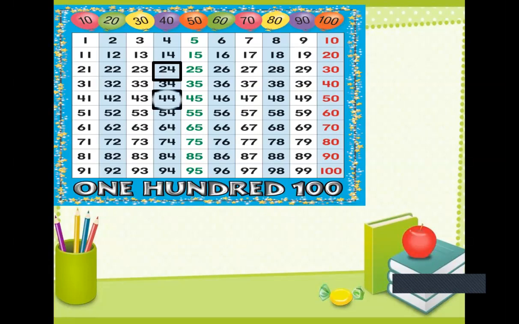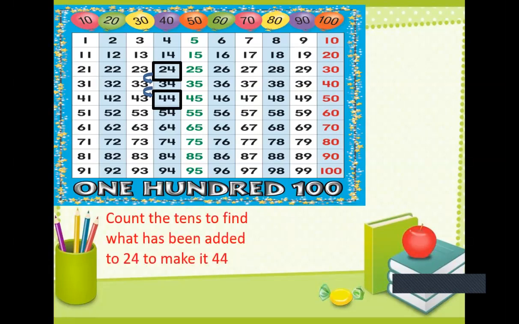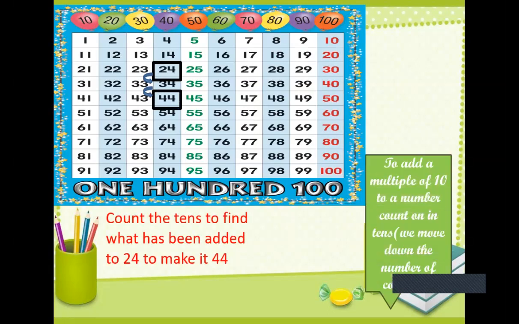Let us see. You have to add 24 and 20. How will you do it? We have already learned in the previous lesson. For adding using the number square, you add a multiple of 10 to a number by counting down in tens. That means we move down the number of columns. So count the tens to find what has been added to 24 to make it 44. Thus 24 plus 20, you will get 44.